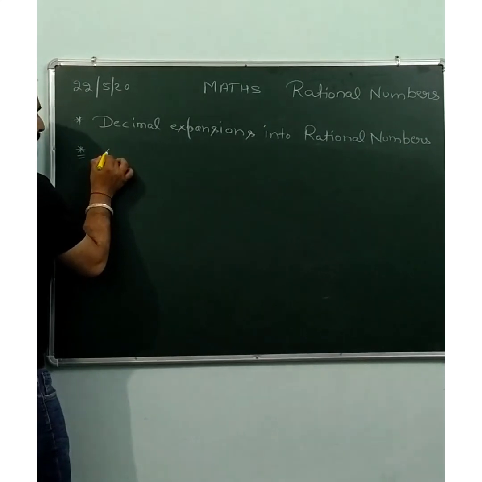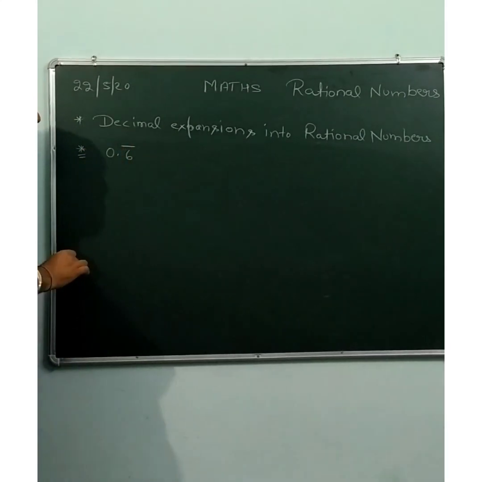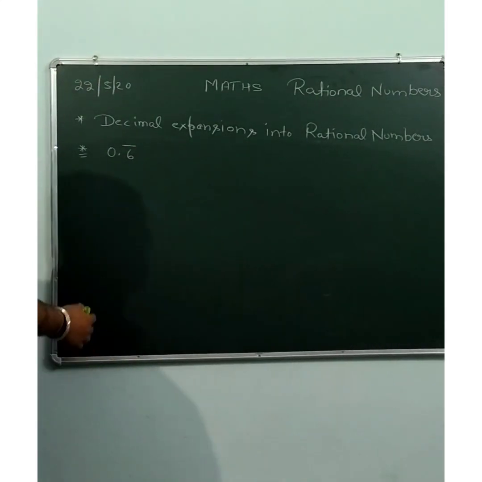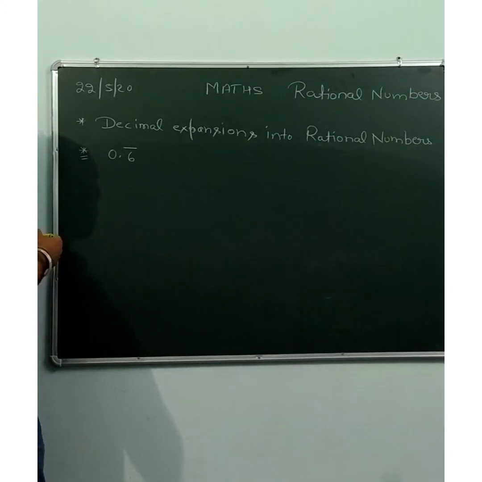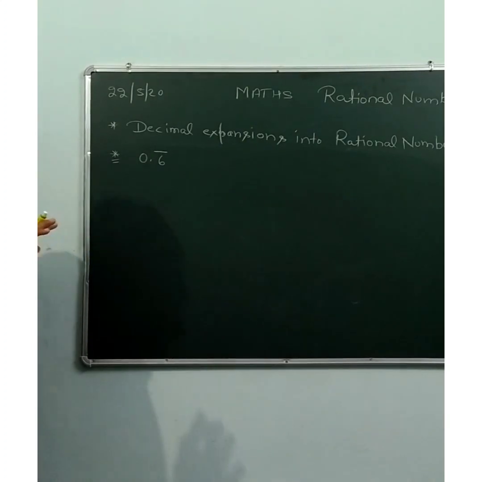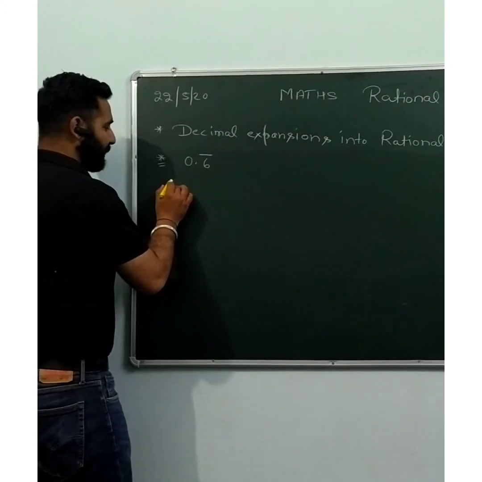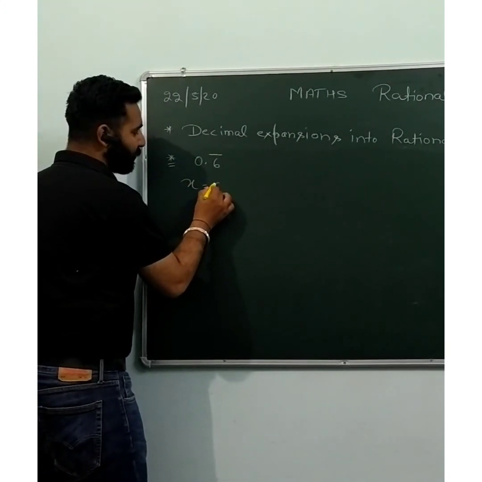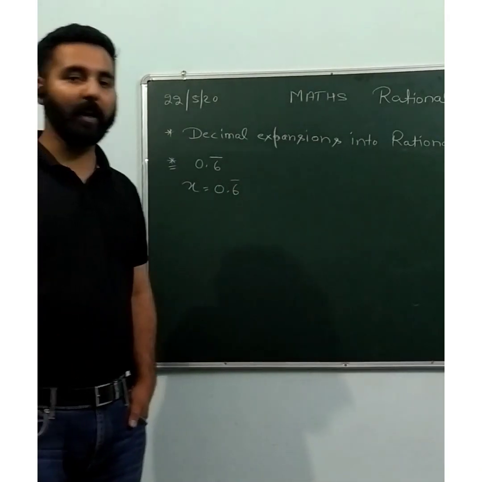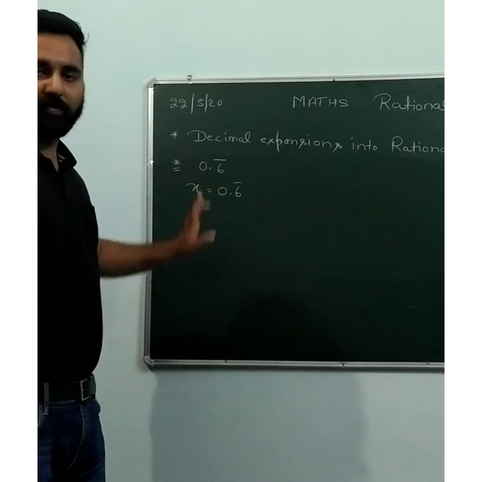So I am taking my first example: 0.6 bar. Bar means 6 is repeating and we are not able to terminate it. So this is a non-terminating decimal expansion. We have to convert it into a rational number. There are some fixed steps, and we have to work according to them only. The first step says assume it is equal to x. Whatever is given, assume it equals x. Now I can say there is some value x which is equal to this value.